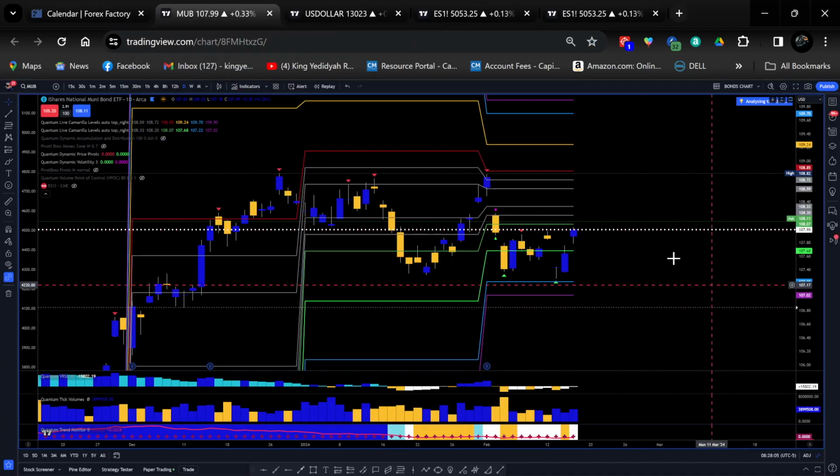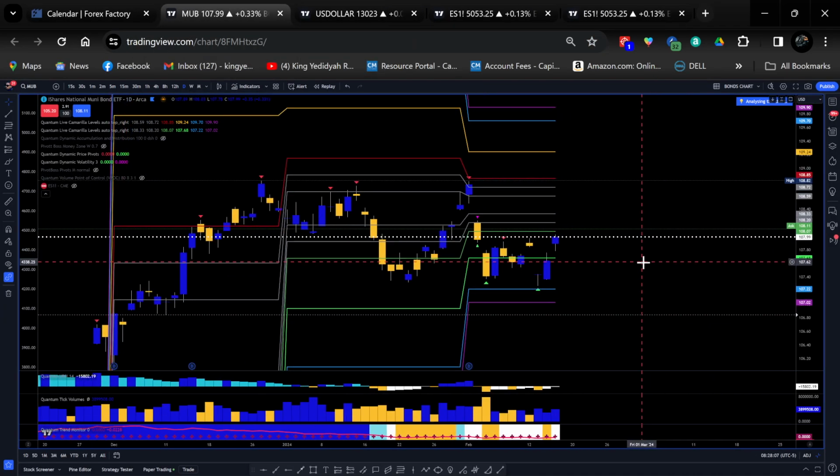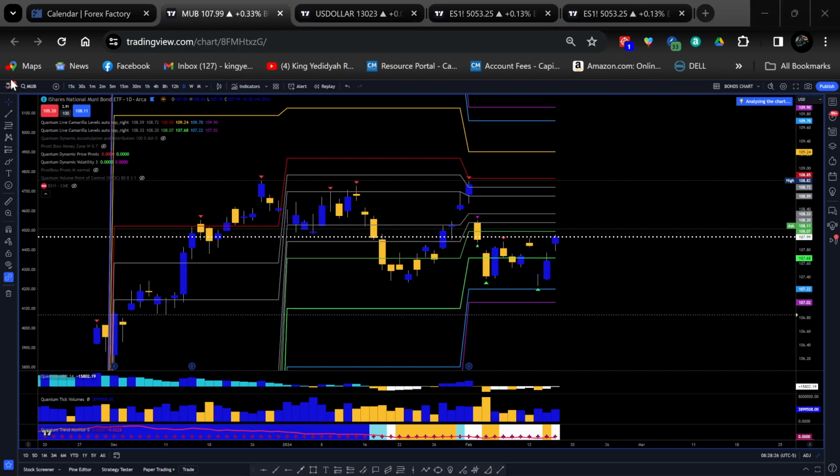So first let's take a quick look at Russell sweep buyers. MUB. Russell absorption buyers. Let's take a quick look at MUB. That's my National Muni Bond ETF. If you want to check that out, the symbol search is MUB. Right, so let me just point that out. That's the symbol search, MUB. That's it right there.